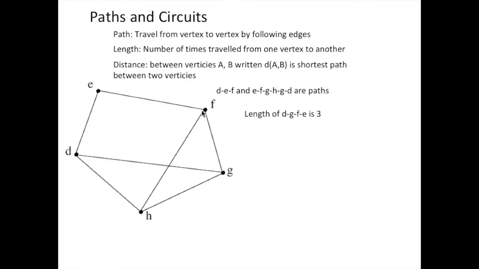The length of DGFE: that's D to G, that's 1. G to F is another one, so that's 2. F to E, that's 3. D to G to F to E is 3. Don't count the letters, but you can count the spaces in between the letters, the little dashes. Notice 3 dashes. Length is 3.